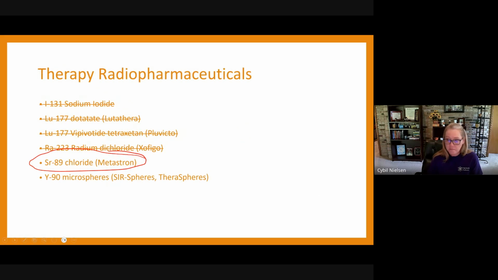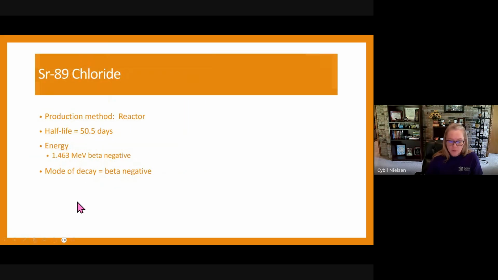Strontium-89 chloride, that's also for bone, but this is what we call a pure beta emitter. So when we say pure beta emitter, that means only beta. When we say it's a beta emitter, that means it's beta and gamma, which doesn't make a lot of sense, but that's kind of how it goes. So it's a pure beta emitter, no gamma.